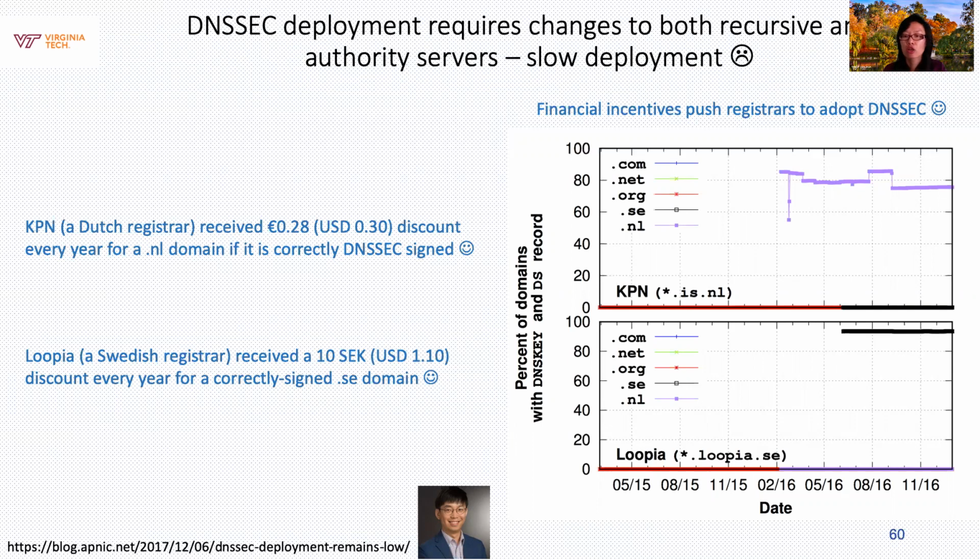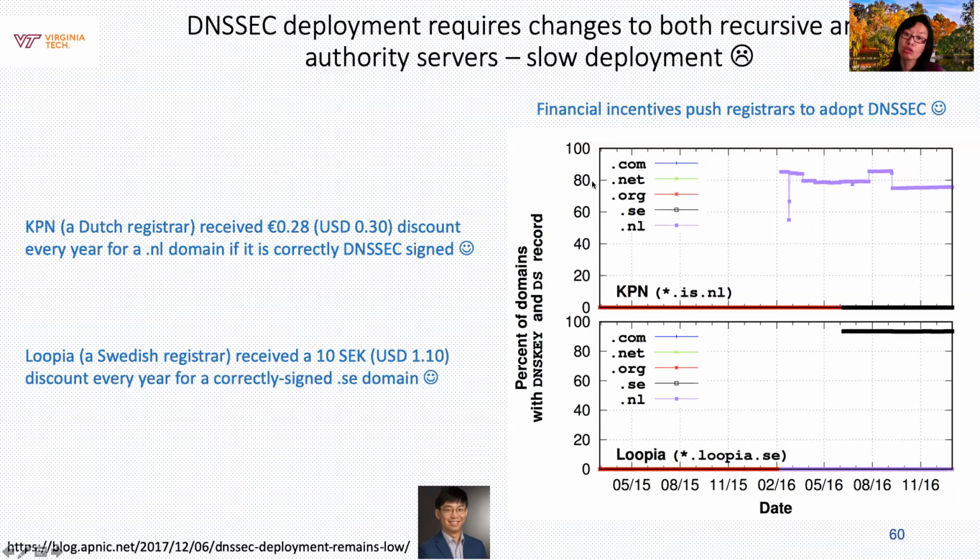TJ Chang is a professor in our department with a specialty in network security. He has a very interesting work, and he measured the adoption of DNSSEC in some European countries in particular. Here, the figure shows two European-based registrars. One is Dutch-based KPN, the other is Sweden-based Loopia. And you see here, the y-axis is adoption percentage.